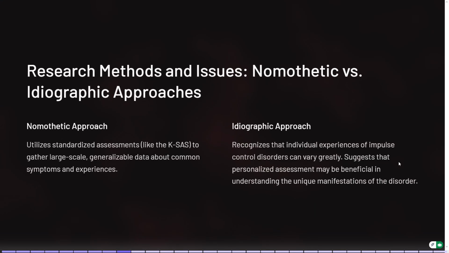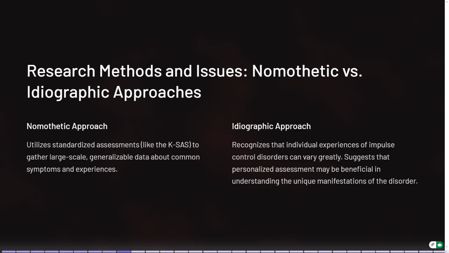Now, research methods, looking at issues. We have nomothetic and idiographic approaches. What is the nomothetic approach? When we talk about nomothetic and idiographic, we are basically referring to quantitative and qualitative. Idiographic is more like qualitative. Nomothetic is like quantitative.